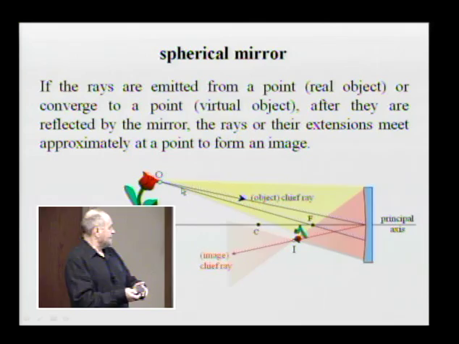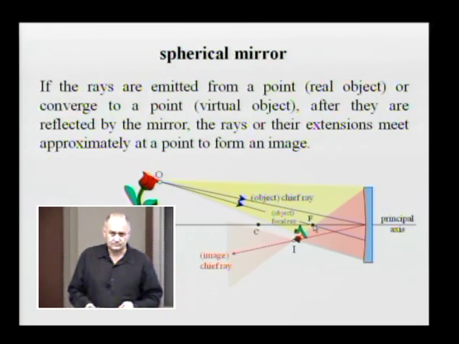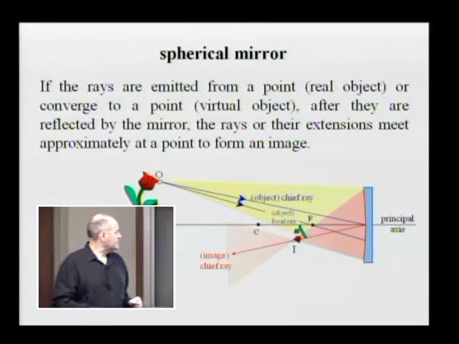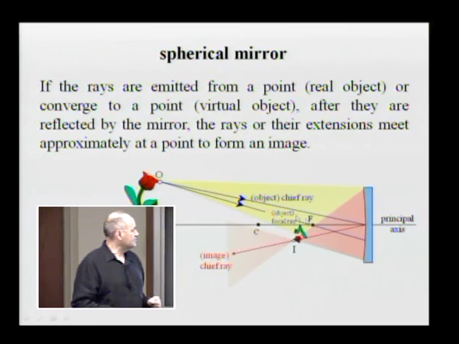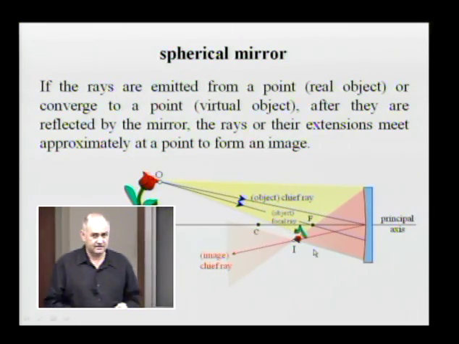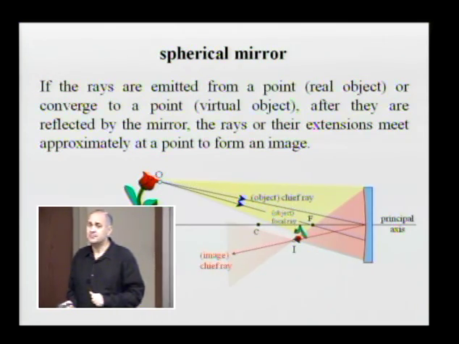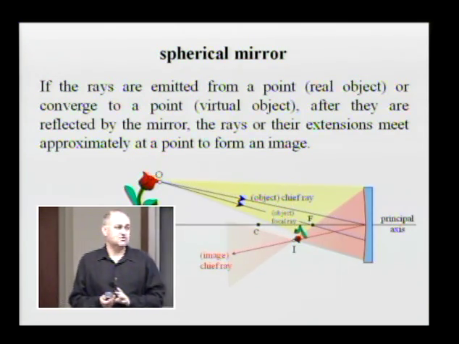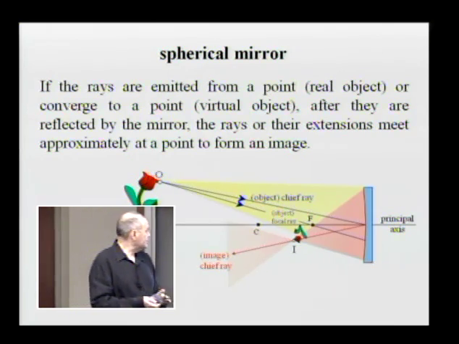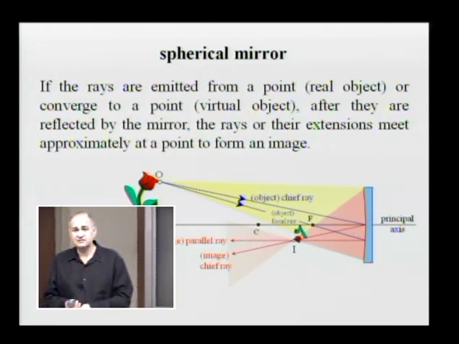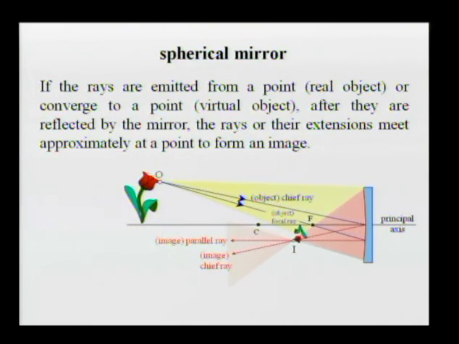All right. Now, the object ray which passes through the focal point of the mirror is called object focal ray. Object focal ray has such a property that after it is reflected, it travels parallel to the principal axis, and because of that it is called the parallel ray, and because it is now reflected, it is image parallel ray. So object focal ray after reflection becomes image parallel ray.